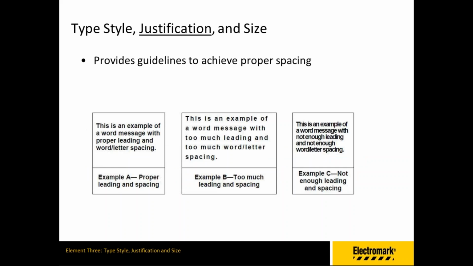For purposes of legibility, the standard provides guidelines to achieve proper line, word, and letter spacing when typesetting the word message. Again, I think it's pretty clear that the example on the left is easier to read than the example in the middle, where it's spaced out too much, or the example on the right, where the lettering and lines of text are too crowded.